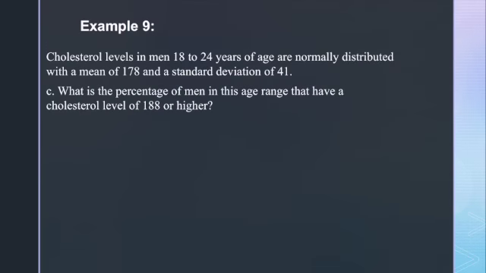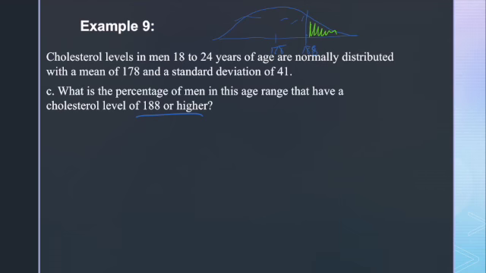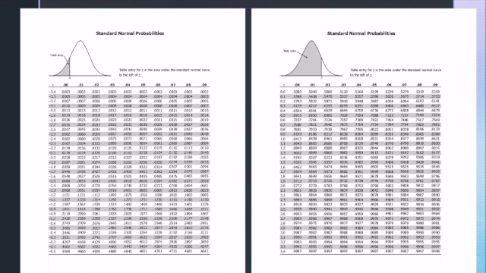Now, what's the percentage of men in this age range that have a cholesterol level of 188 or higher? So remember the z-table, when you find a z-score as data value, you're finding the percentile below. Next, I want to find the area of what's up here. So we're going to do something a little bit different, and I'm going to show you. So we're going to go ahead and first calculate our z-score. Z equals 188 minus 178 over 41. That gives me 0.24. So I go to my z-table.